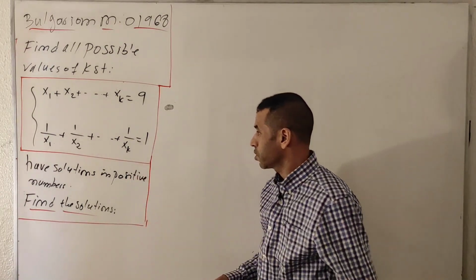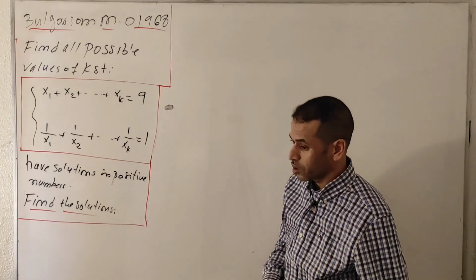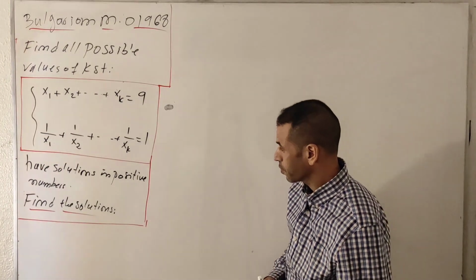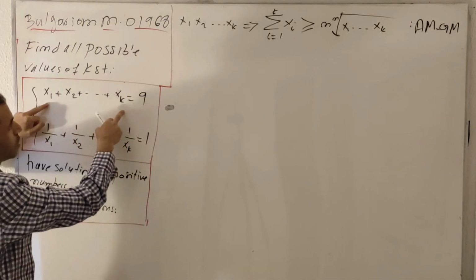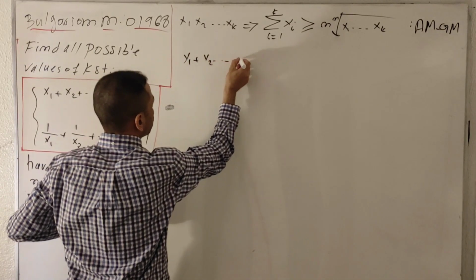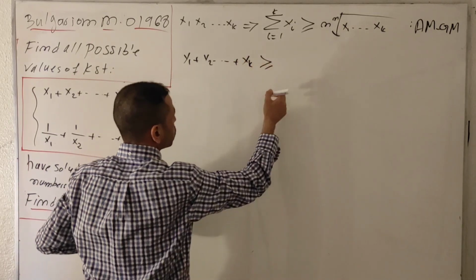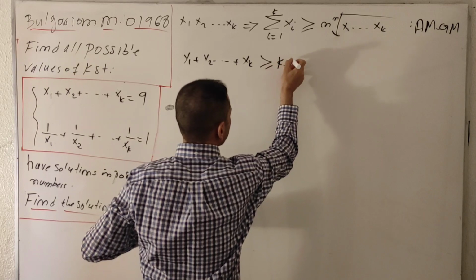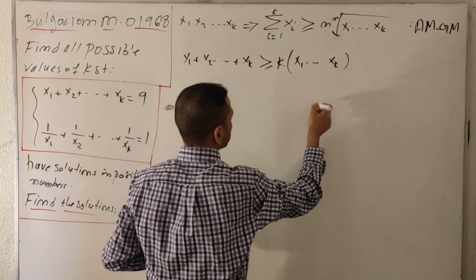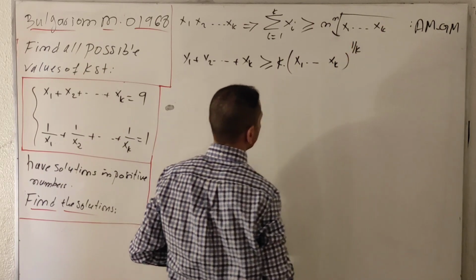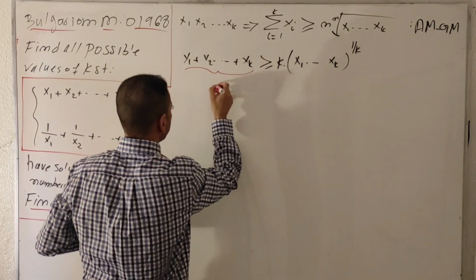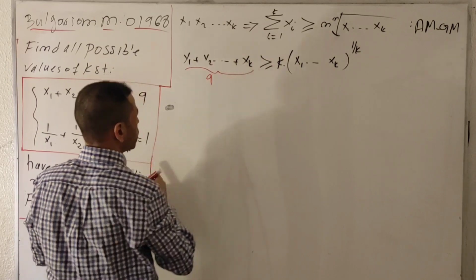Before I start solving this one, I would remind you about a very important and useful theorem, called the AM-GM theorem, arithmetic mean geometric mean theorem. You have k terms from x1 through xk. So I will have x1 plus x2 and all the way down to xk is greater than or equal to k multiplied by the kth root of x1 through xk, the product to the 1 over k as an exponent. This term is very clear, it equals the number 9 as we have here.